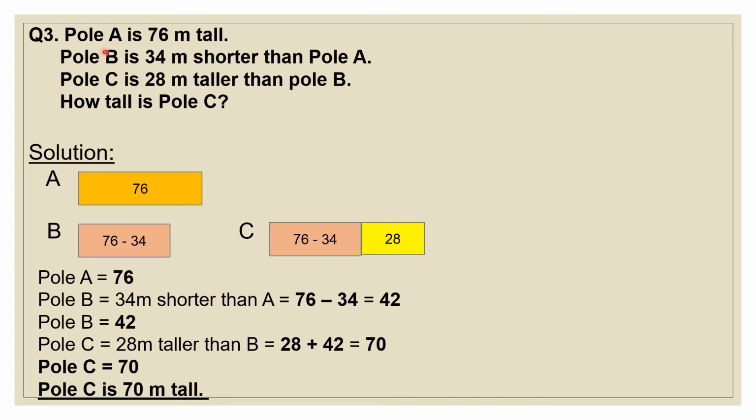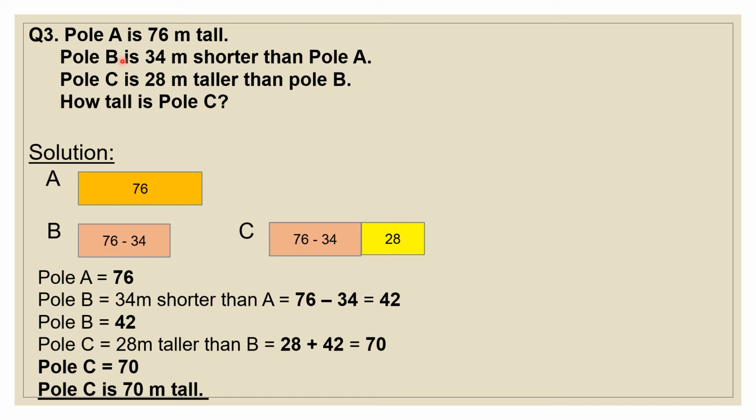Another question. Pole A is 76 meters tall. Pole B is 34 meters shorter than pole A. Pole A is how many meters tall? 76. Pole B is 34 meters shorter than pole A. That means pole B is shorter, means minus, 76 minus 34. If I do 76 minus 34, I'll get pole B. Pole C is 28 meters taller than pole B. So taller means plus. So 28 plus pole B. What is the number of pole B?